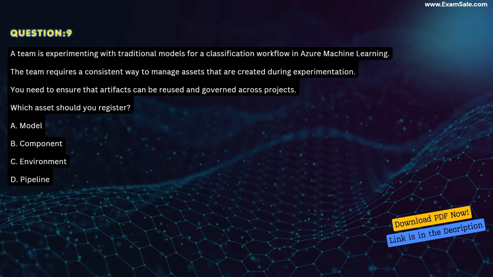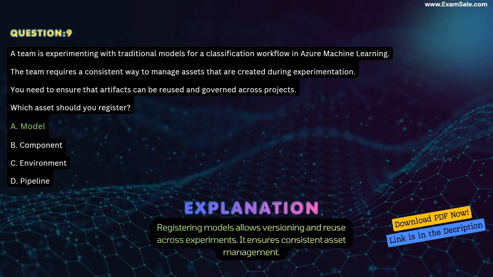Question 9. A team is experimenting with traditional models for a classification workflow in Azure Machine Learning. The team requires a consistent way to manage assets that are created during experimentation. You need to ensure that artifacts can be reused and governed across projects. Which asset should you register? A. Model. B. Component. C. Environment. D. Pipeline. Correct answer: A. Model. Explanation: Registering models allows versioning and reuse across experiments. It ensures consistent asset management.